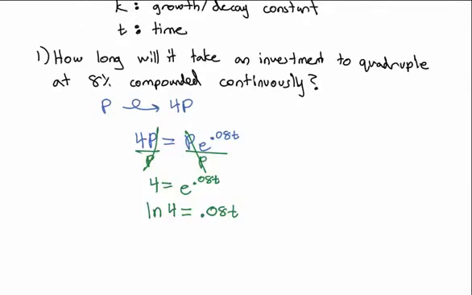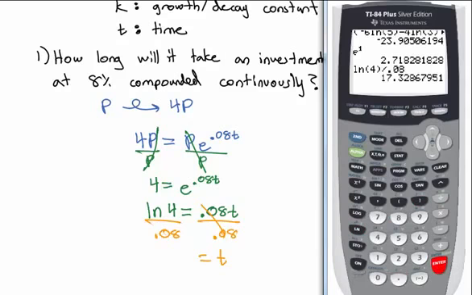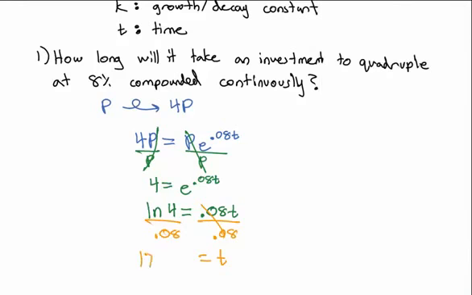All we have to do to solve for t to get the time alone is divide by 0.08. And now we'll know how long it's going to take by simply doing the natural log of 4, closing the parentheses, divided by 0.08, we get 17.34. 17.34 years. Any investment at 8% will quadruple every 17 years.